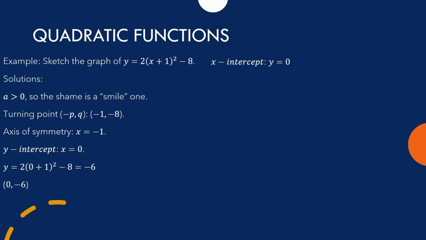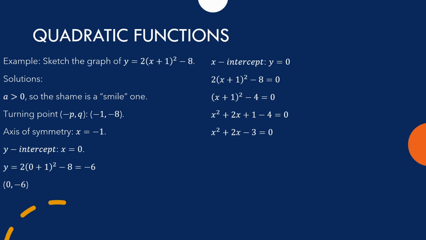And now I go on to find my x-intercept. I let y equal 0. And doing that, I will have 2(x + 1)² − 8 equals 0. Dividing everything by 2, I get (x + 1)² − 4 equals 0. And now solving for x, I expand to get x² + 2x + 1 − 4 equals 0. And simplifying that a little further, I get x² + 2x − 3 equals 0.